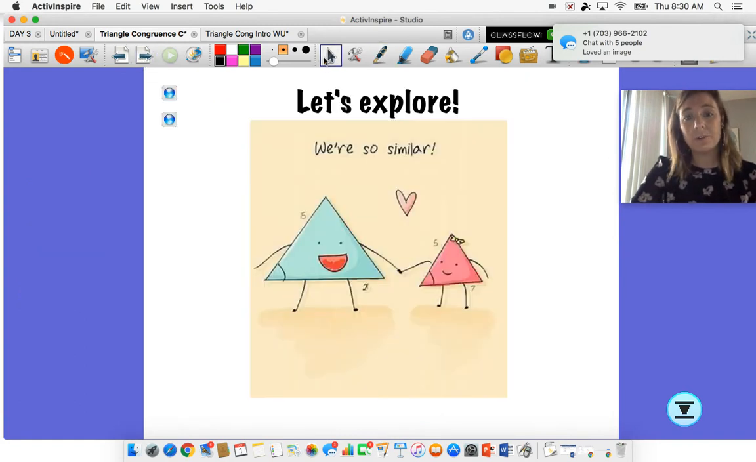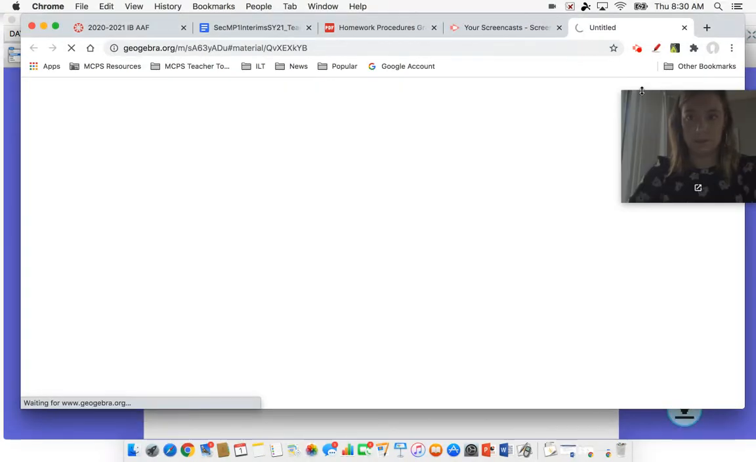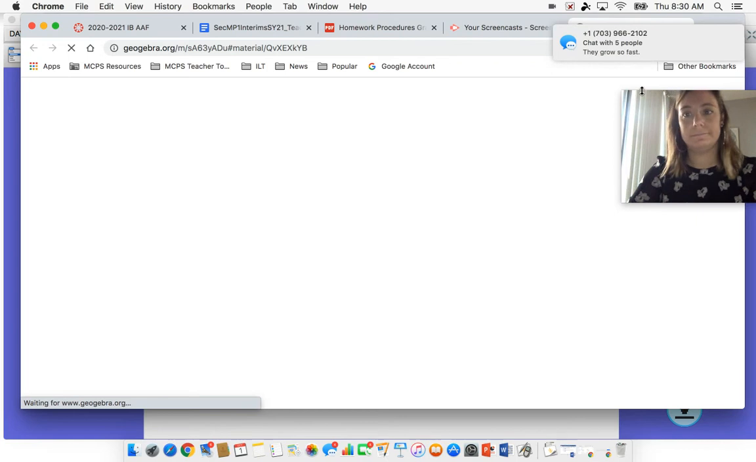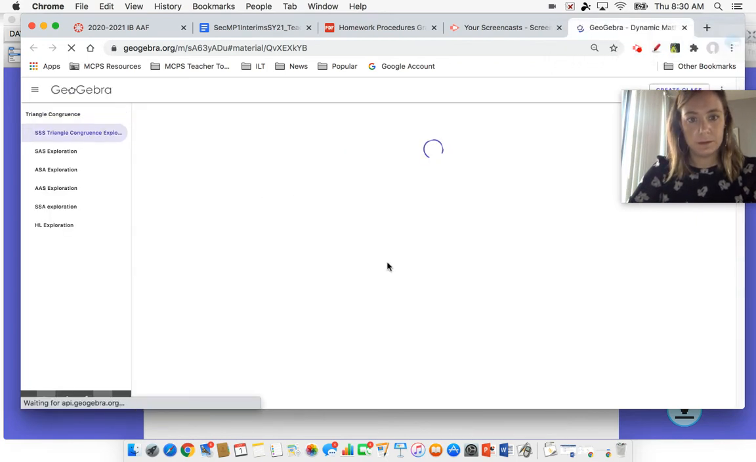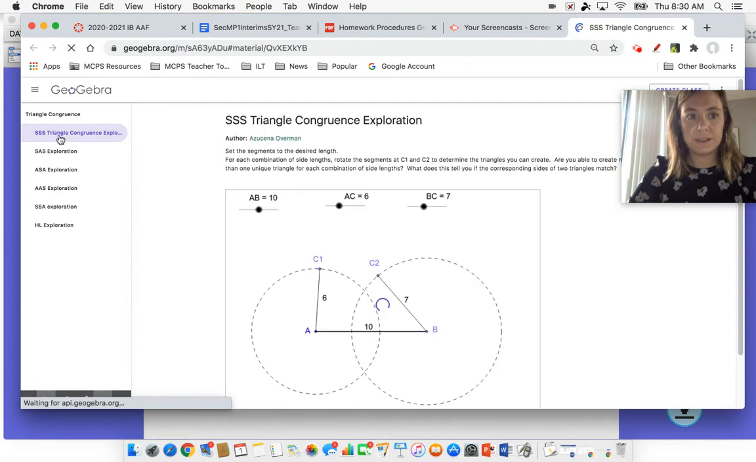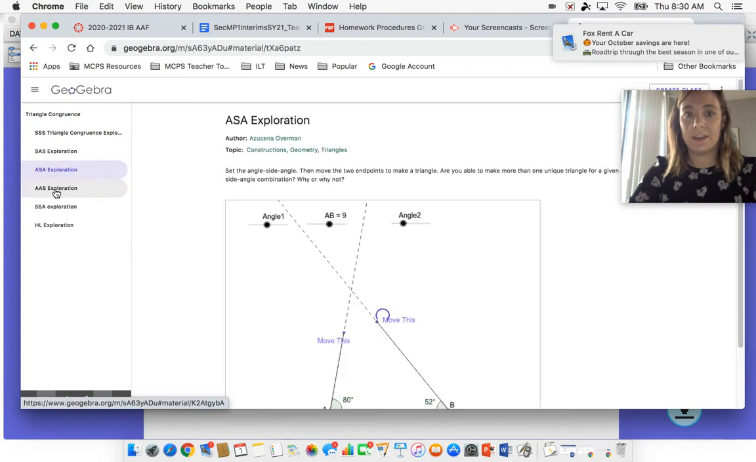So now we're going to explore a little bit more. So I'm going to take you to these two websites and play around with them for a few minutes. Let's see. So you guys did side, side, side, and side, angle, side. I want to look at what we refer to as angle, side, angle, and angle, angle, side.